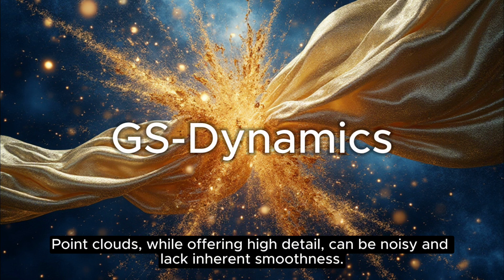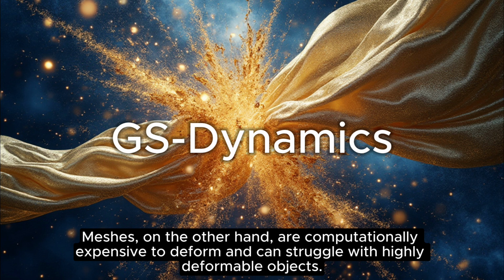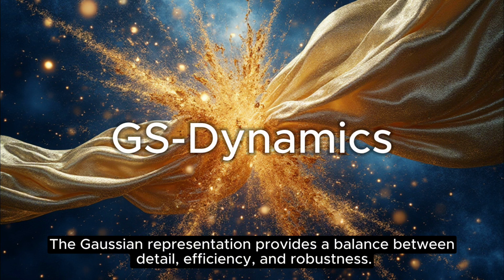Point clouds, while offering high detail, can be noisy and lack inherent smoothness. Meshes, on the other hand, are computationally expensive to deform and can struggle with highly deformable objects. The Gaussian representation provides a balance between detail, efficiency, and robustness.